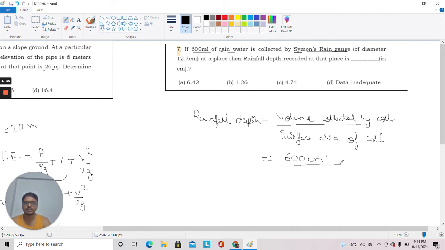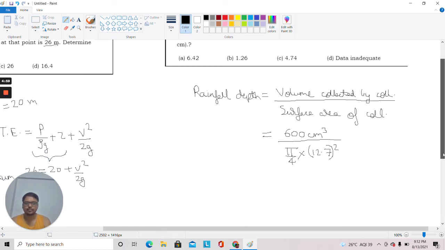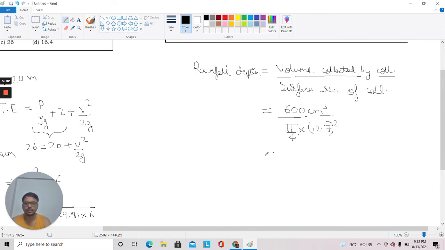Okay, and surface area of collector: you know the diameter, so you can calculate the area of the collector from the diameter, that is pi by 4 d square. D is how much? 12.7 centimeter, so it will be squared. Now calculating rainfall depth, we get, so let's do it by calculator, that is 600 divided by pi by 4 into 12.7 square.